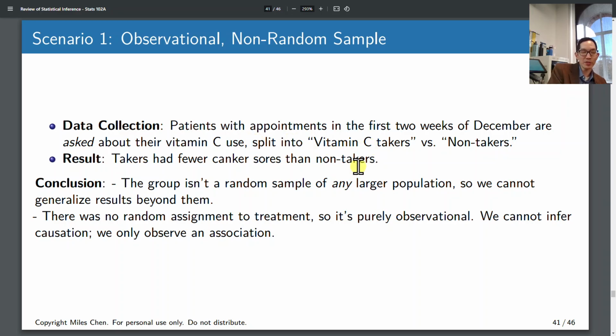We split them into vitamin C takers versus non-takers, and then the result, let's say, is that those who took vitamin C had fewer canker sores than non-takers. Now the problem here is this group isn't a random sample. We just have patients with appointments in the first 2 weeks of December. It isn't a random sample of any larger population, so we're not going to be able to generalize our results to any kind of bigger group. Also, there's no random assignment for the treatment. It's a purely observational study, so we can't infer any kind of cause and effect relationship, just that there's an association.